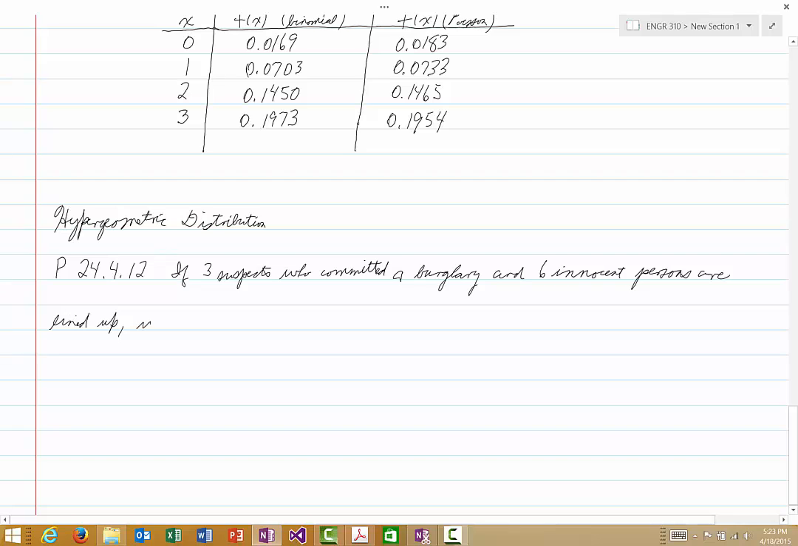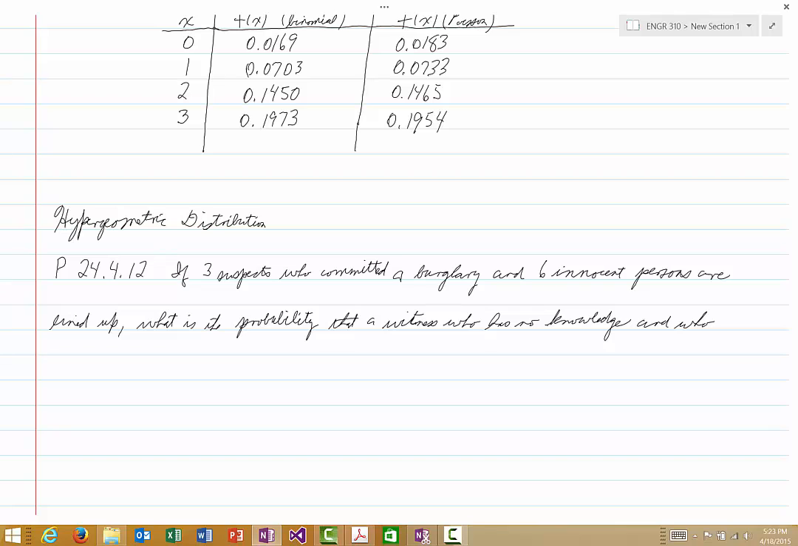what is the probability that a witness who has no knowledge and who is forced to pick, I guess actually a witness who has no knowledge is not really a witness, but anyway, the wording of the problem says a witness who is not sure, but technically we really want a witness who has no knowledge whatsoever, so that he's choosing completely at random.